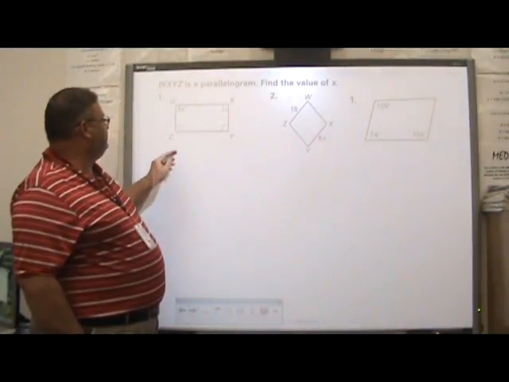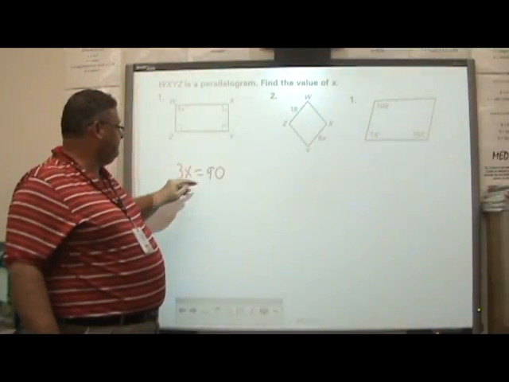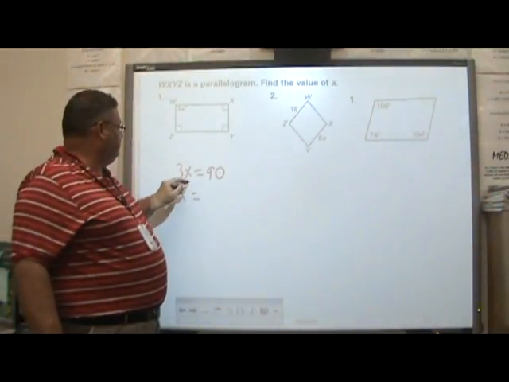What was the value of x? Well, we know that a rectangle has to have 90, so 3x equals 90. Divide both sides by 3.